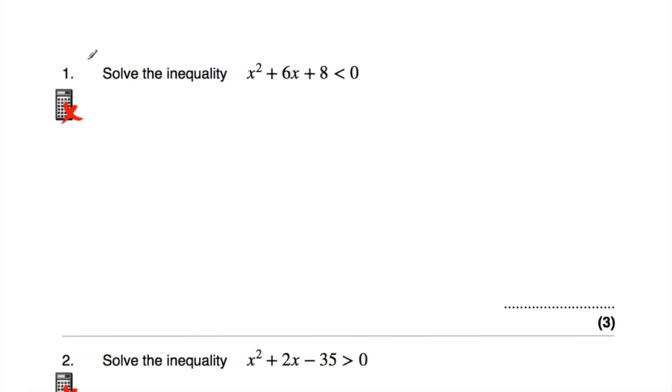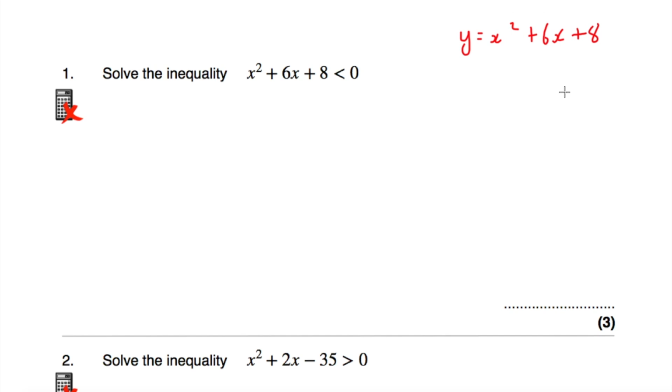Okay, so question number one. Question number one says solve the inequality x squared plus 6x plus 8 is less than 0. To solve a quadratic inequality like this, I'm going to sketch the graph of y equals x squared plus 6x plus 8. I'm going to sketch that quadratic to begin with, and then find out when that quadratic is less than 0. In other words, when it's below the x-axis.